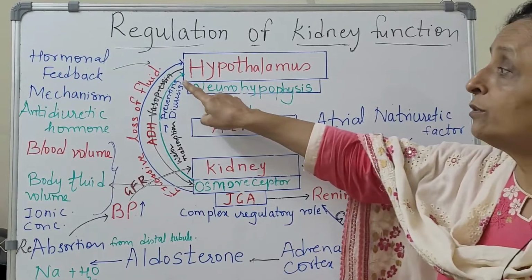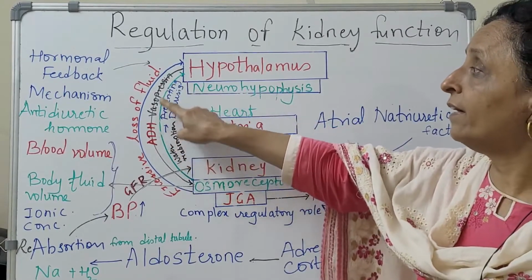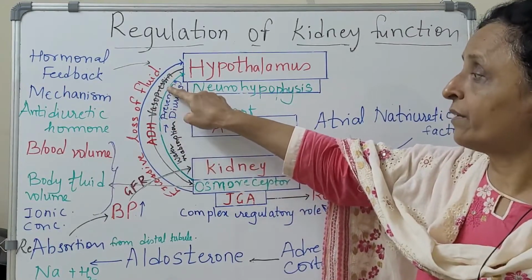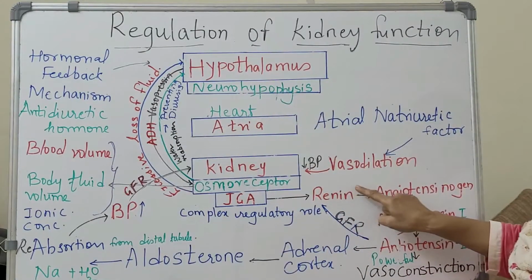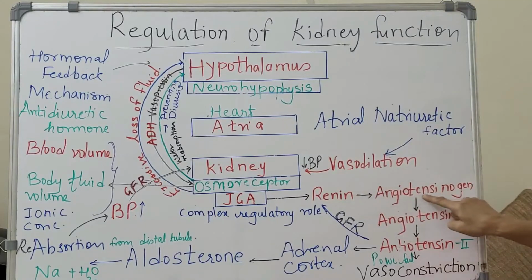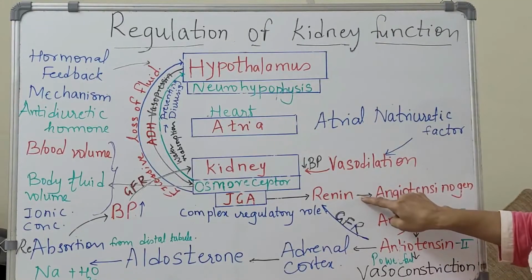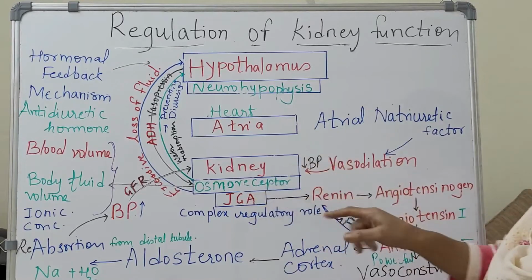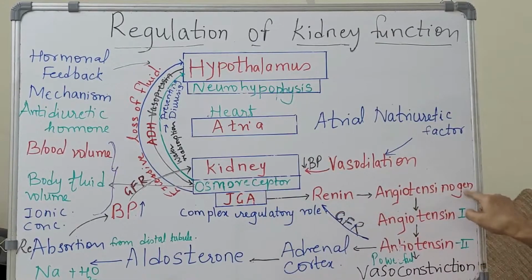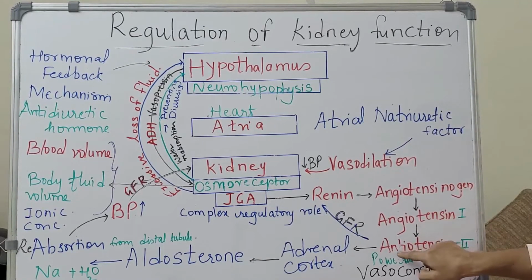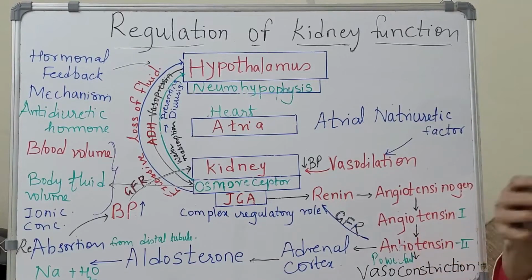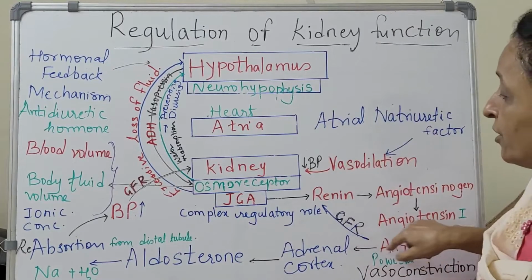So the hormones which are responsible are ADH or vasopressin. Vasopressin and ADH are both the same. And your renin, which makes a cycle, renin acts on angiotensinogen, which gets converted into angiotensin 1, which gets converted into angiotensin 2. So, yeah, this is a powerful constrictor which increases the GFR.